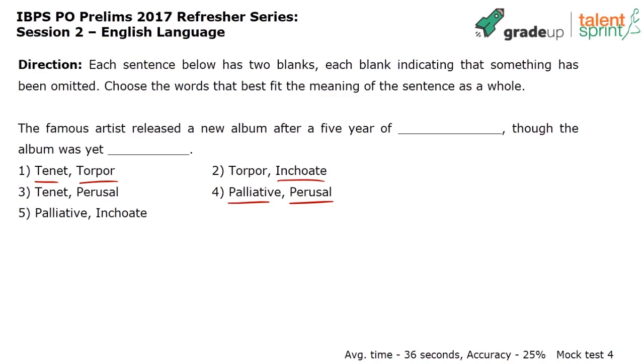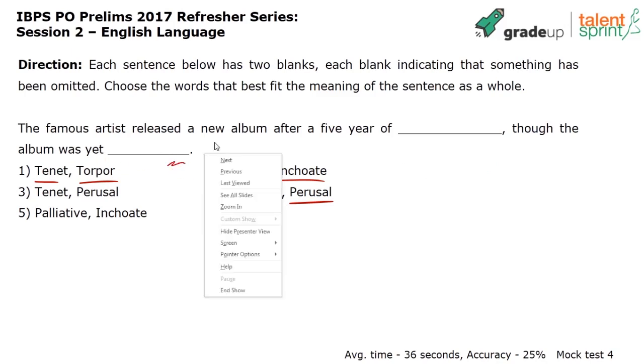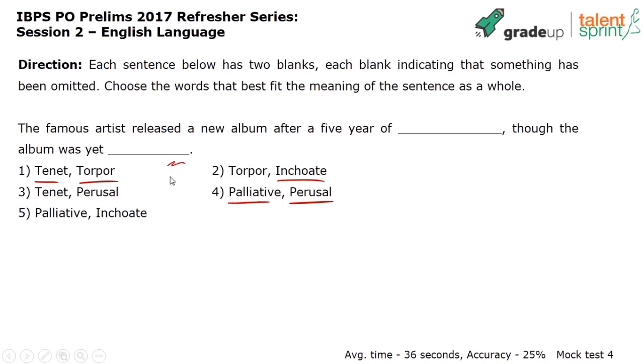The famous artist released a new album after a 5-year, maybe he took a break or whatever, right? I can make out the meaning. Though the album was yet, so something was not finished with the album, right? So let's understand these words first.